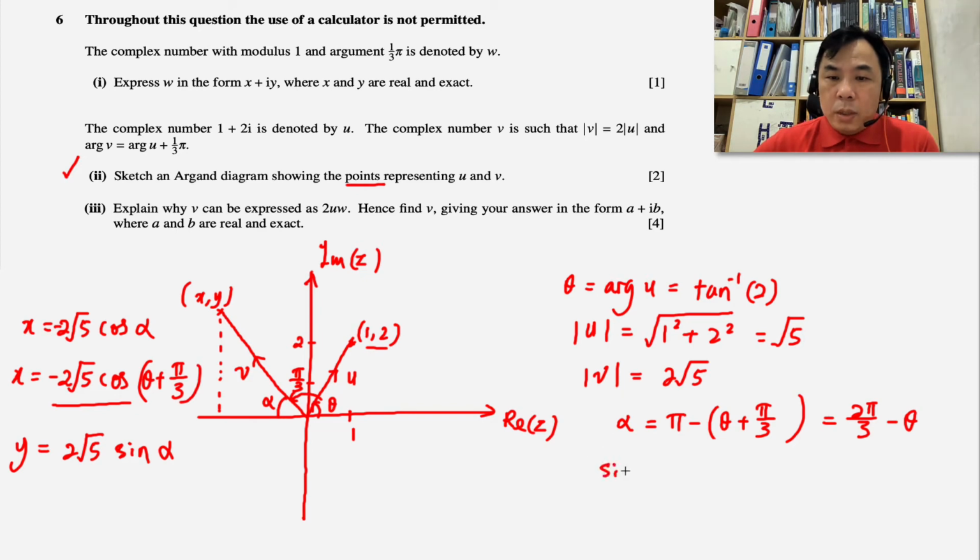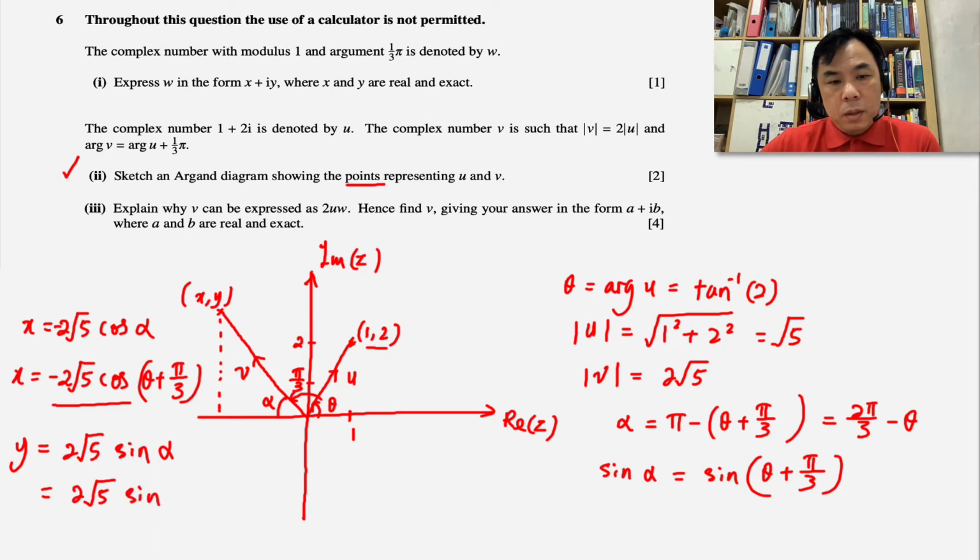Now we know that sine alpha is exactly the same as sine of theta plus pi over 3, because it falls in the second quadrant. Therefore, the y coordinate for this complex number can be written as sine of theta plus pi over 3 here. All right, and then there you have it. Those are the x and y coordinates for the complex number v. I hope that is useful to you. We're going to move on to the third one shortly.